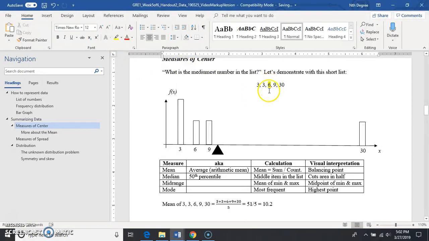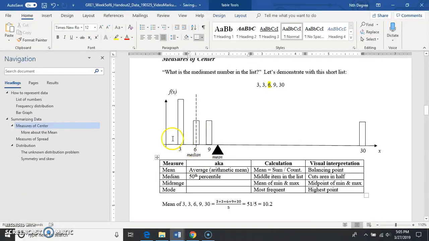So in this case it is 6, because there are two numbers to the left of 6 and two numbers to the right of 6. That's how you know you found the median. The median also has a visual interpretation on this graph, and that is that it cuts the area in half. So let's visualize dropping a line right down the middle of this 6. Okay, so there is our median at the 6.